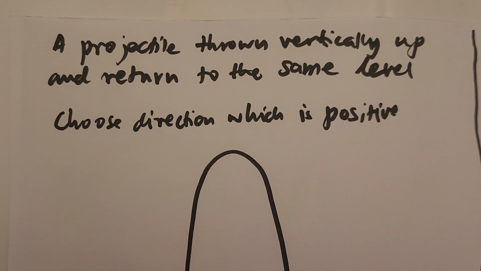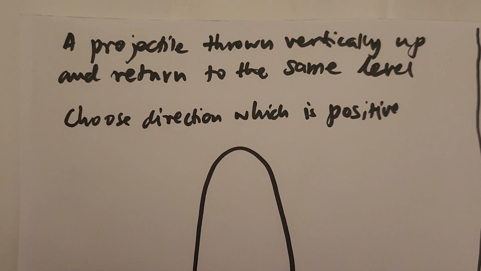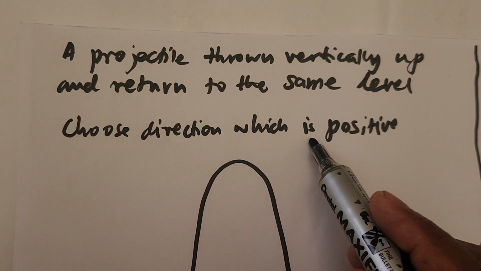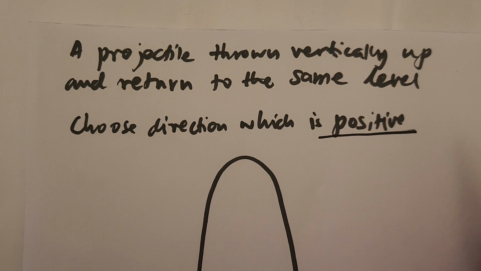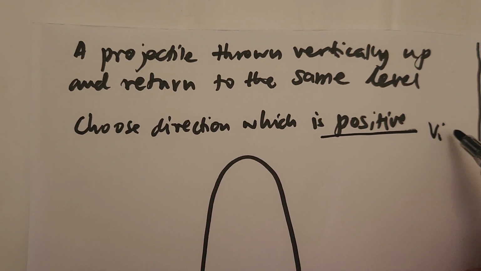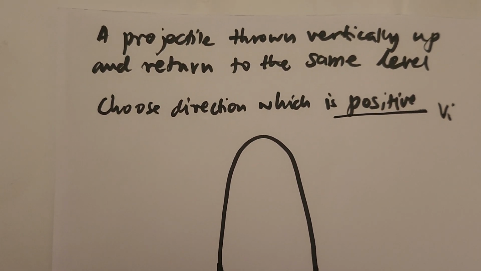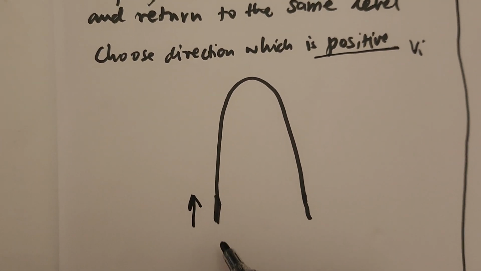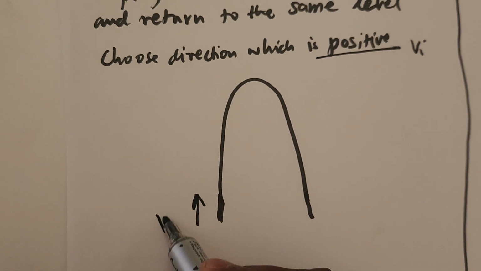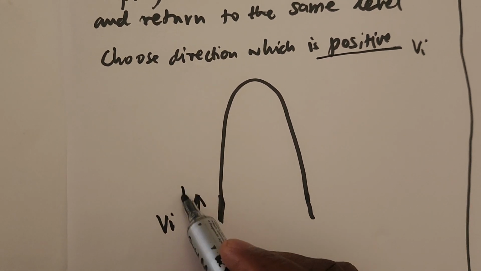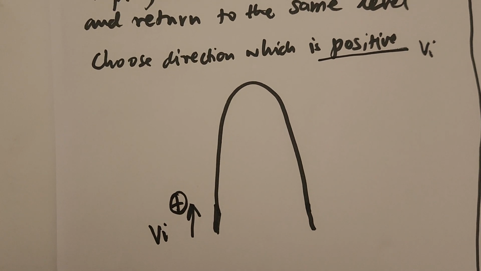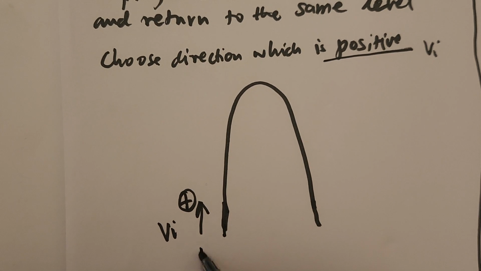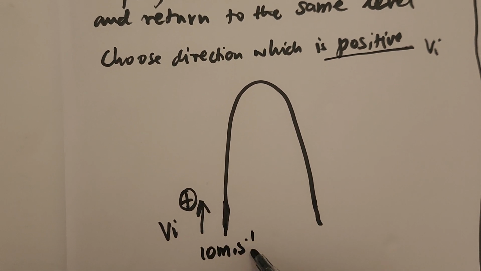What we need to know about this one is that first and foremost, we said that you need to choose direction. Our guide was that we are guided by initial velocity. Therefore, because the ball is projected vertically upwards, the initial velocity is up, so we'll take upward as positive. Yes, I hope it's clear. Now, if the object starts here, let's say for argument's sake, at 10 meters per second up.